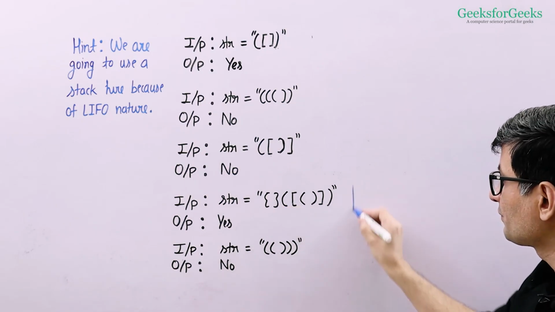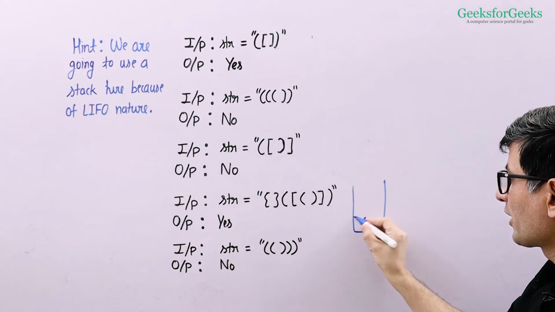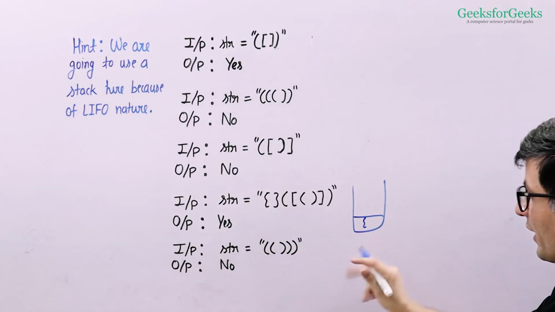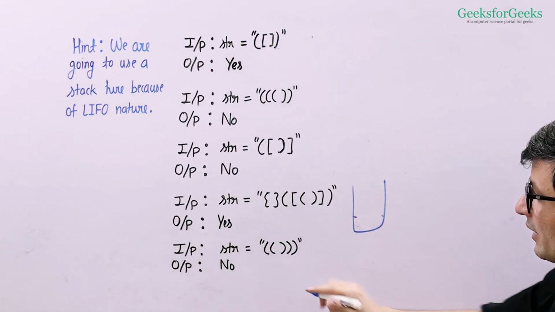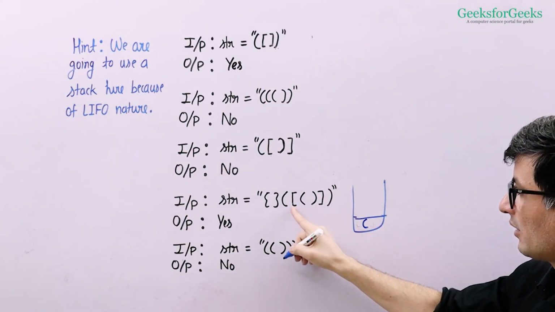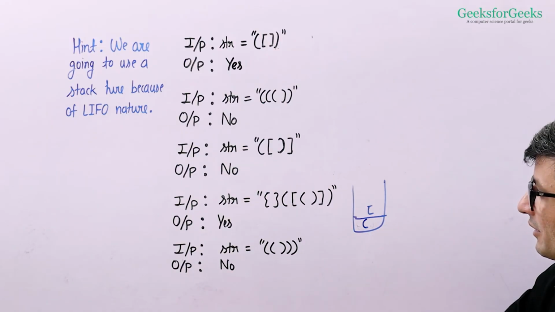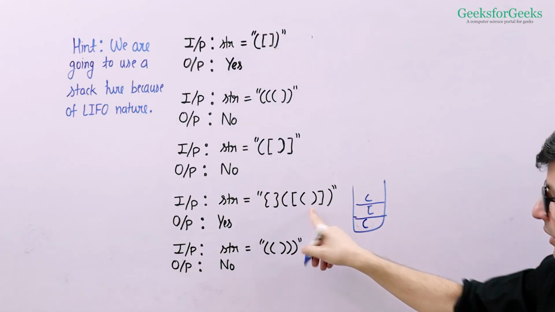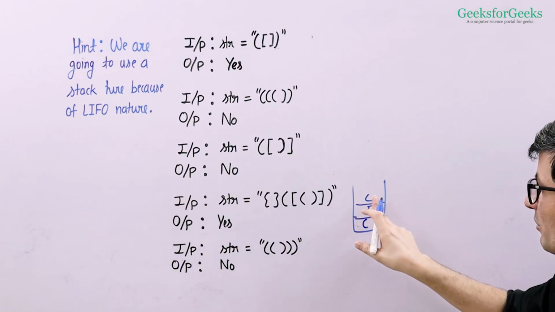Let's now see this example. We are going to put the opening curly bracket here, then we see a closing curly bracket, we compare the two, we find a match, we remove the opening bracket from here. Now we see a small bracket, we push it into the stack. Then we see a square bracket, we push it into the stack. Then we see a small bracket, we push it into the stack. Then we see a closing small bracket, we find a match from the stack, we remove it.